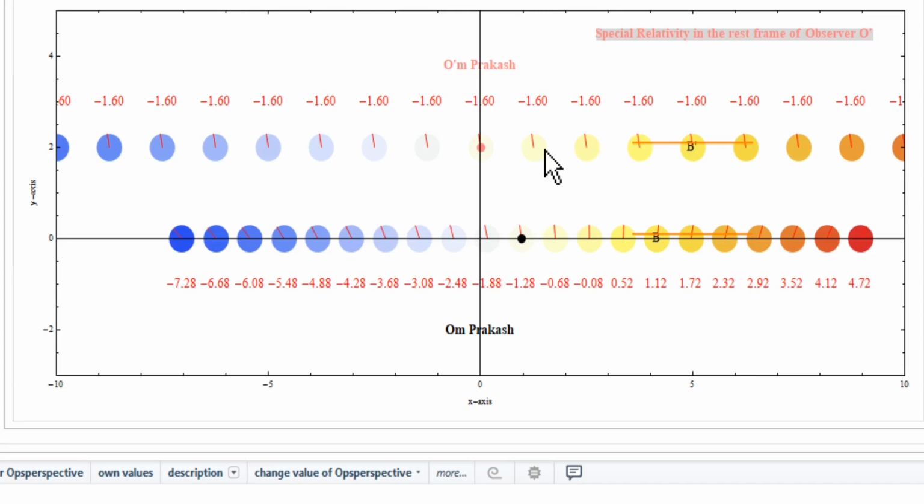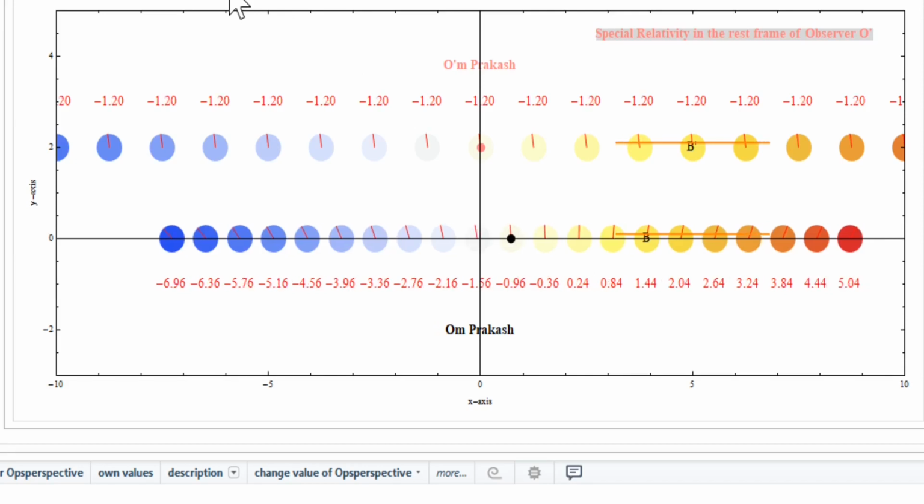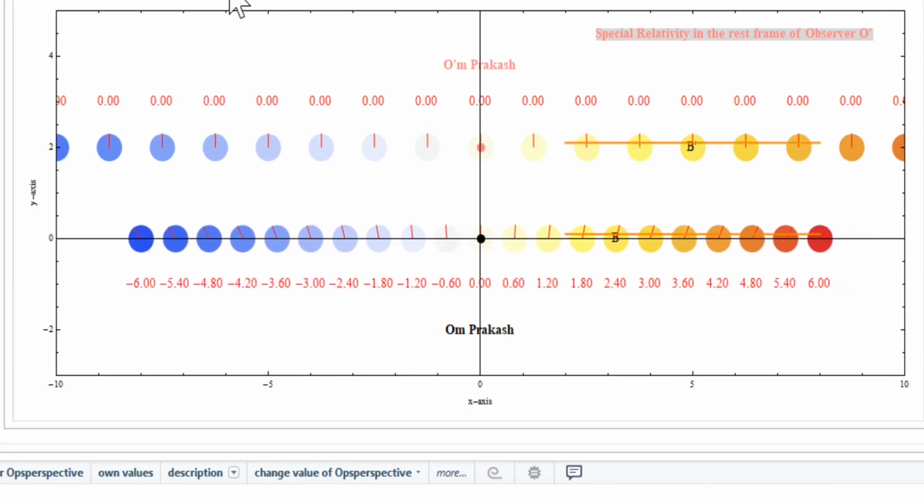Now let's fast forward to the instant where Om Prakash and O prime Prakash come face to face with each other. Here they have come face to face, which according to the train observers is a later instant of time. This is at t equal to 0 seconds. And according to Om Prakash's clock, you also see that this happens at a time t equal to 0 seconds.